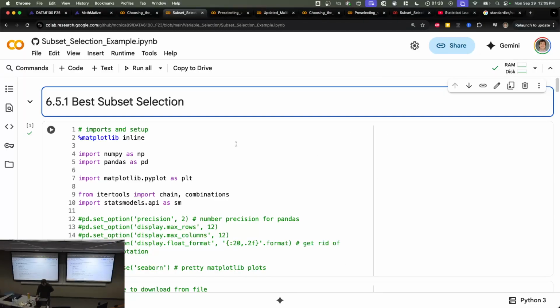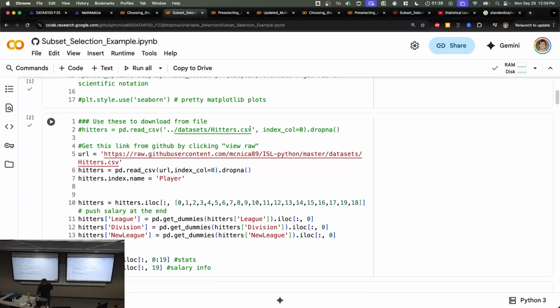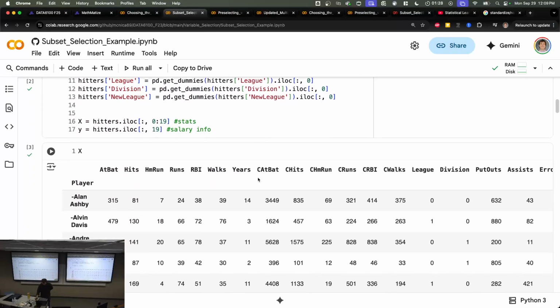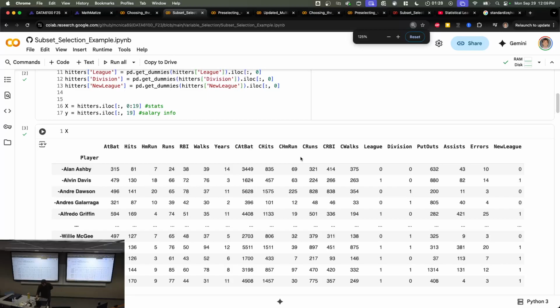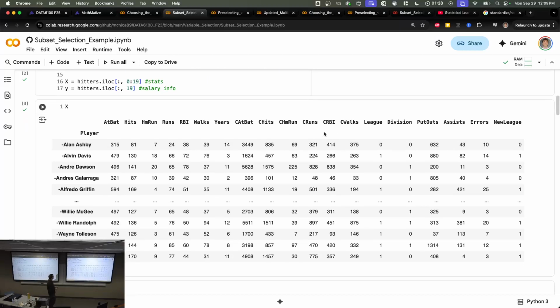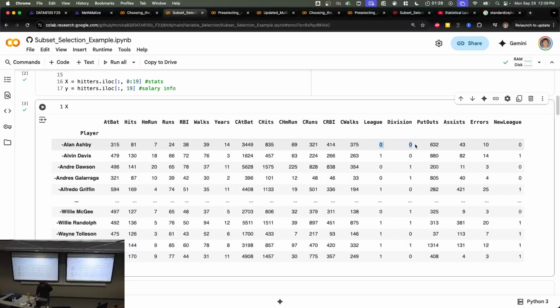So best subset selection, and I did this on the hitters database. This is a data set also from the textbook of different baseball players. And here's some information about the baseball players: the at-bats, the hits, the home runs, the runs. This is how good they are at baseball, right? Like, did they get a lot of home runs or not? Things like that. There are also a couple interesting ones over here that look like zeros and ones.